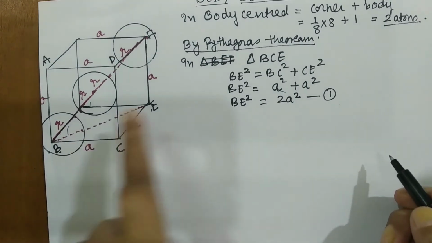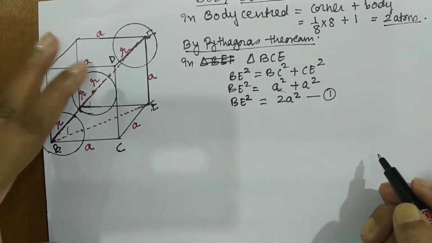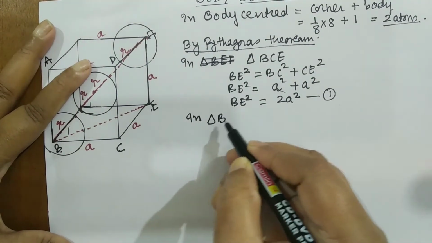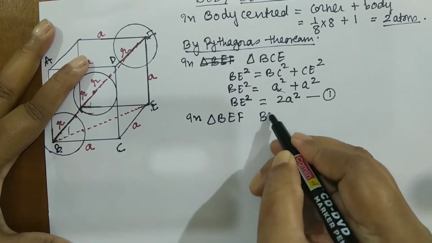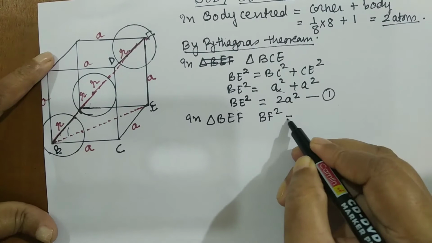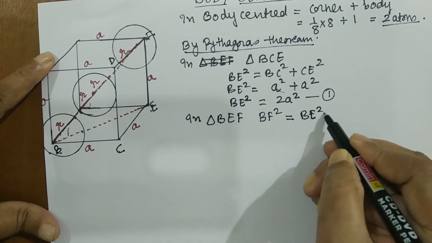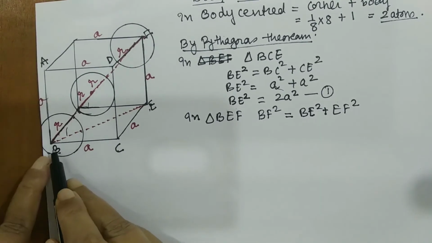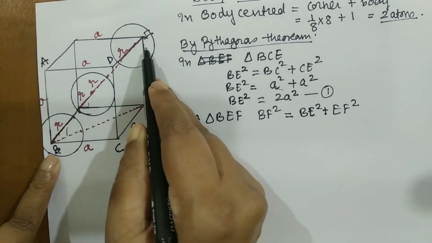Now I will move on to the next bigger triangle, what I have already discussed. So come to triangle BEF. Now here BF square is equal to BE square plus EF square. Right, students? So this is your BE square and EF square.